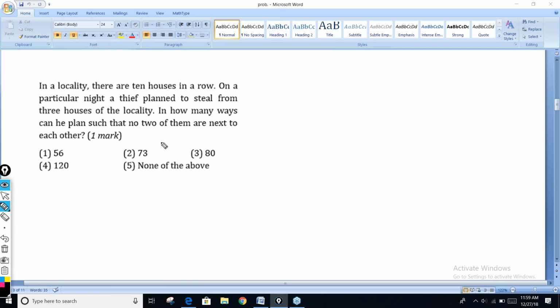This is based on PNC. It's not probability, it's PNC. In a locality, there are 10 houses in a row.